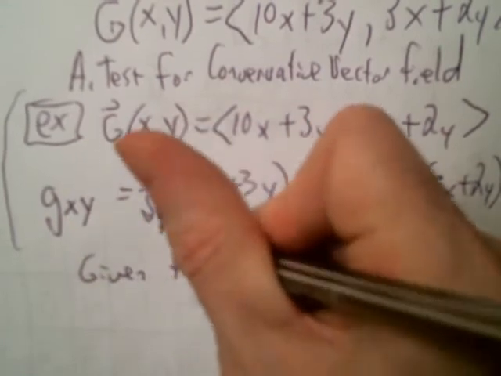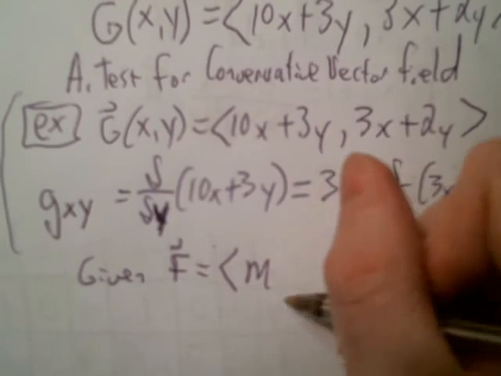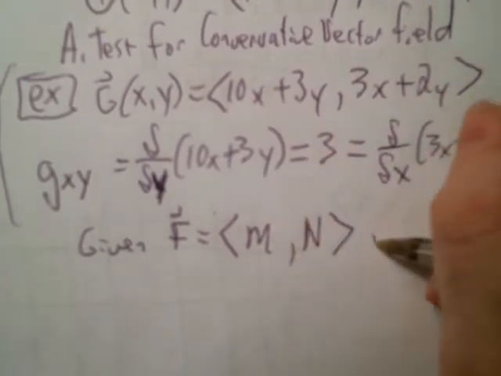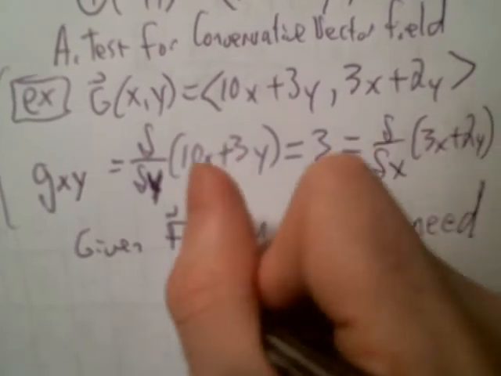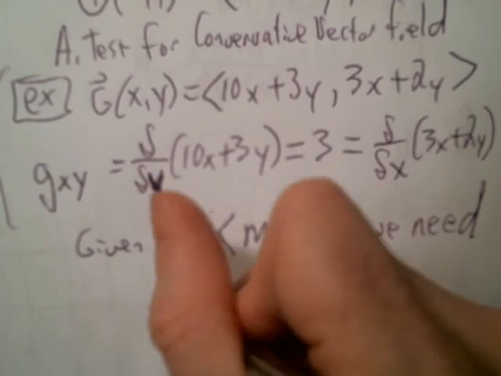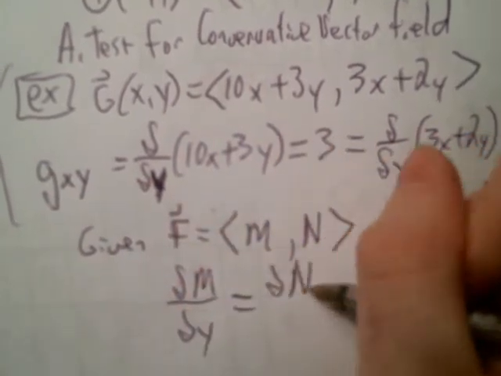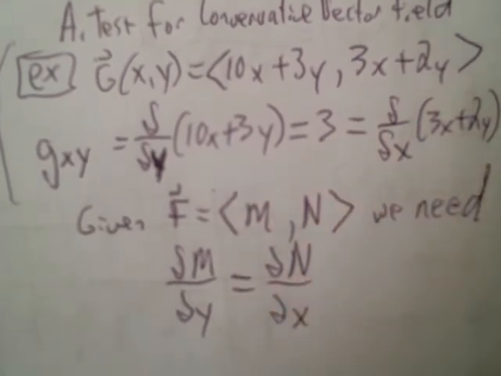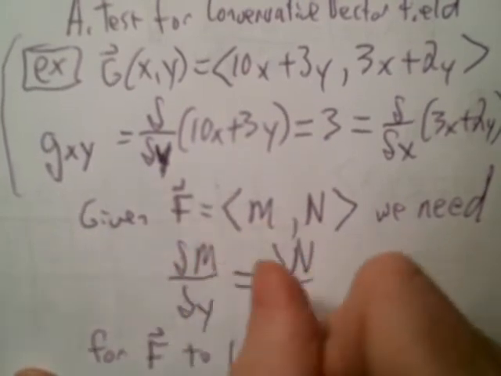your vector field, which we usually put as M of x,y comma N of x,y, I'll just write M and N, we need their partial derivatives to be equal. So in particular, the partial derivative of M with respect to y needs to be equal to the partial derivative of N with respect to x, for the vector field to be conservative.